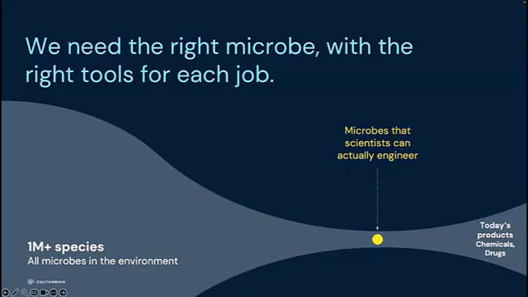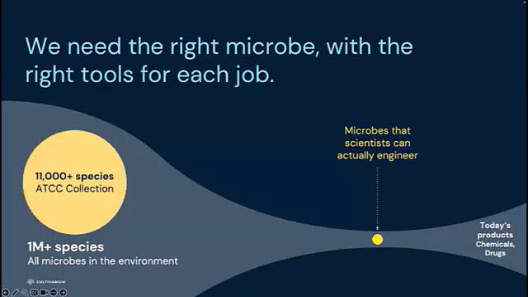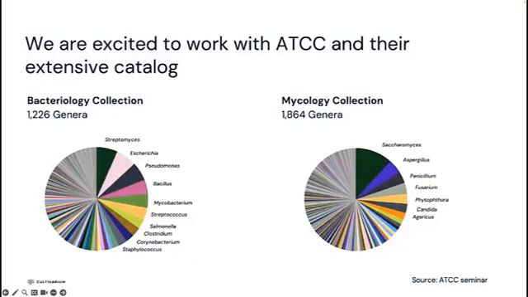chemicals and drug production. So to tackle our mission, we are collaborating with ATCC, which is a trusted source of organism collections with more than 11,000 species of microbes to make this extraordinary collection of microbes genetically tractable for scientists. We're very excited to work with ATCC and their extensive catalog so that we can expand the use of non-model organisms to accelerate biomanufacturing and biotechnology research and development.